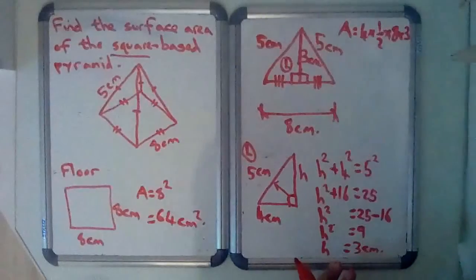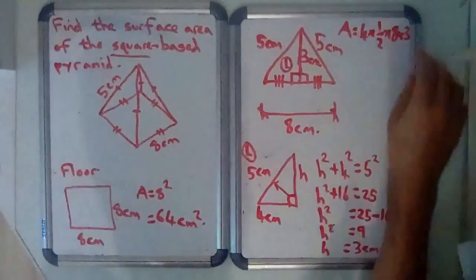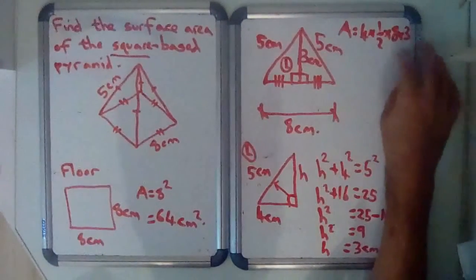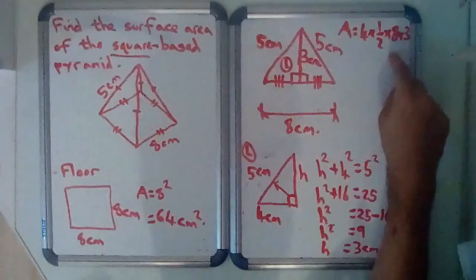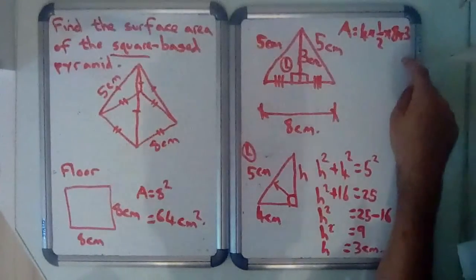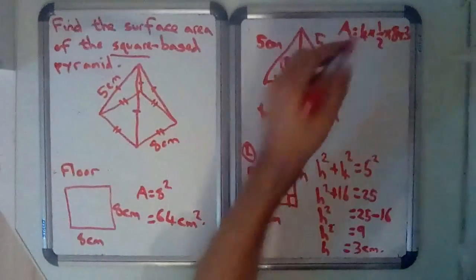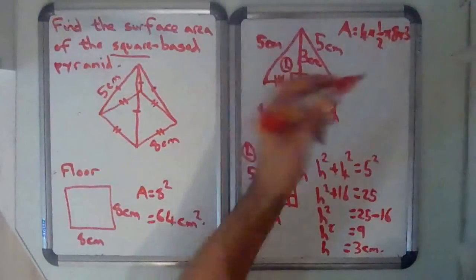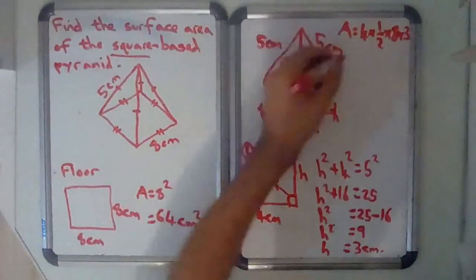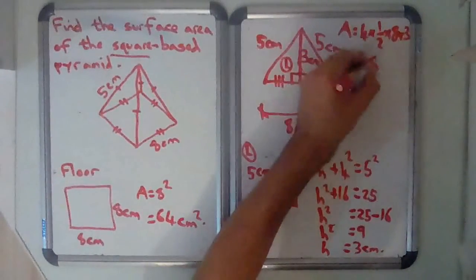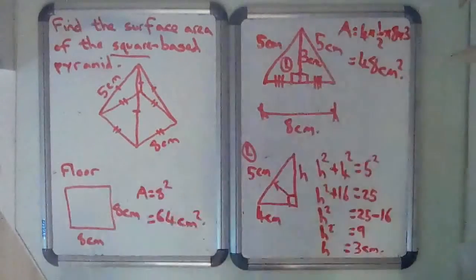Now if you wanted to avoid doing 16 times 3, well, you could have done 8 times 3 is 24, or maybe a half times 8 is 4, and then 4 times 3, and so on. But either way, this area represented by these 4 triangular walls is 48 cm squared.